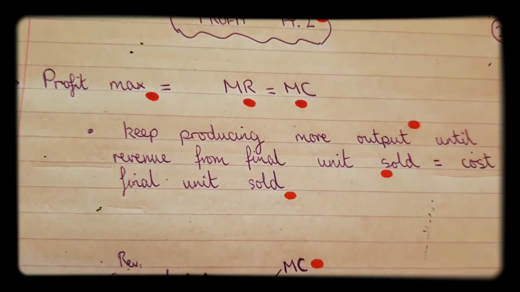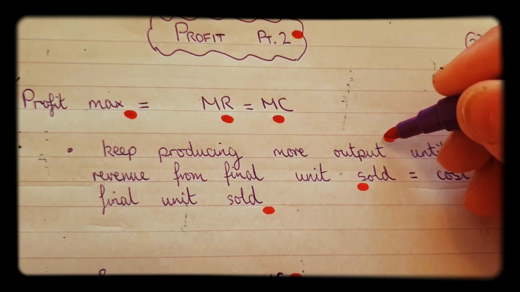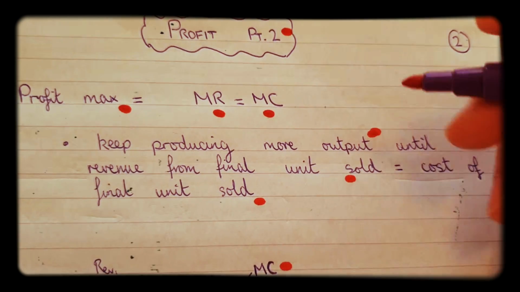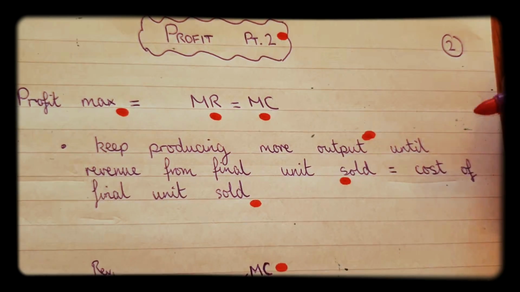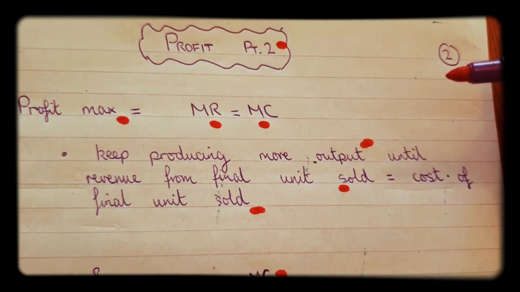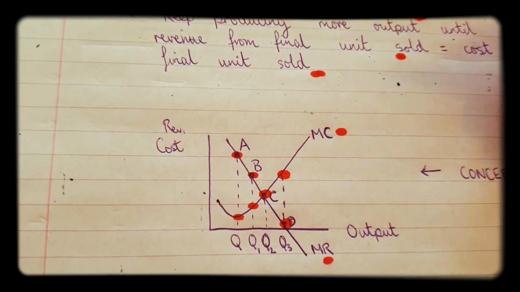The point behind this is that the firm keeps producing more and more output until the revenue from the final unit sold is equal to the cost of the final unit sold. I'm going to explain it in this model here.